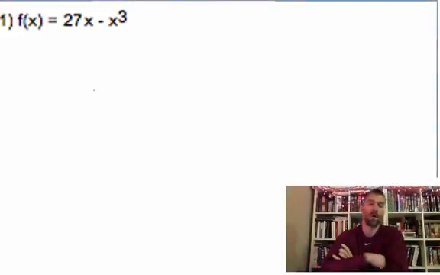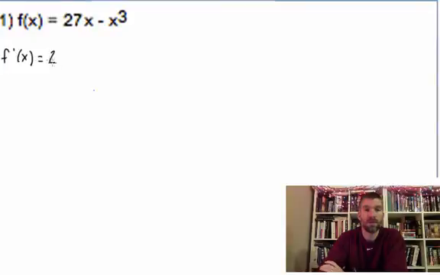All right, on 11, we want to take the same steps that we took on number 10. So what we're going to do is take the derivative of this and set it equal to 0, and then create a sign chart and find where those values increase and decrease. So the derivative of this is 27 minus 3x squared. And go ahead and set it equal to 0.